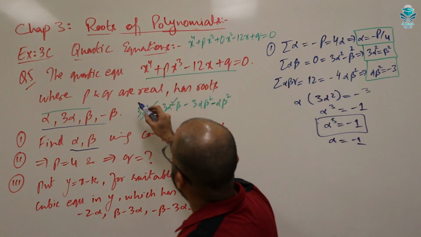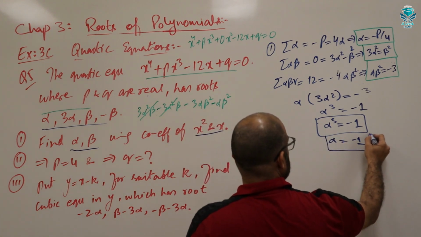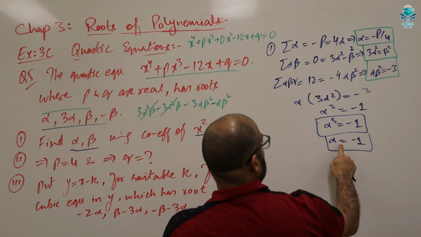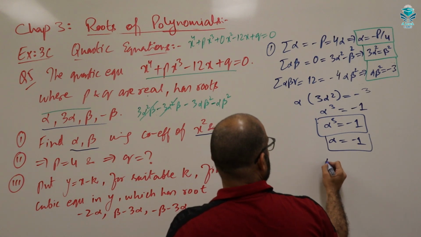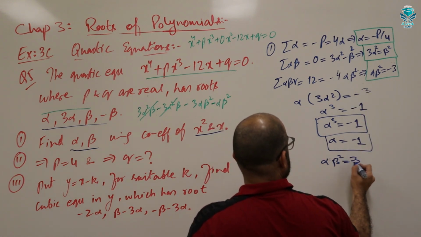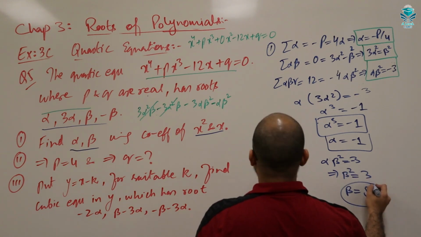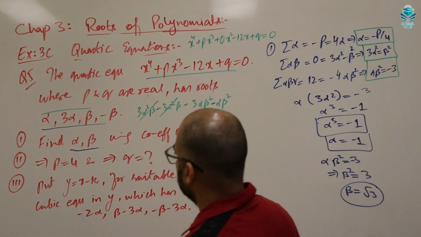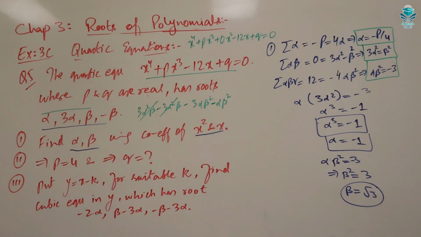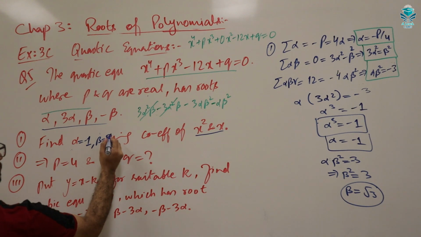We are given that the roots are real. So the only possible value for alpha is minus 1. If alpha is minus 1, then you can write alpha beta square is minus 3, which implies beta square is 3 and beta is square root 3. So students, alpha is minus 1, beta is square root 3.